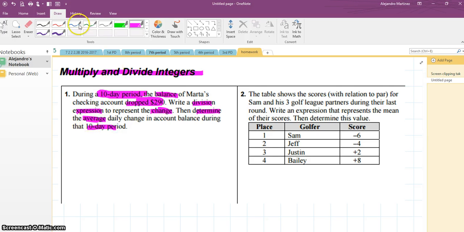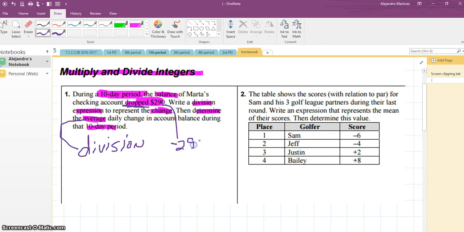So average, this word here, este es un promedio, la palabra es promedio. So an average means that's a division problem. Dropped. Si el periodo de 10 días, tu saldo bajó. So this one, if it drops 290, that's not a positive number because it dropped. So that means that's a negative number, negative $290. So this is for 10 days, you drop $290. Determine the average. Average means division.